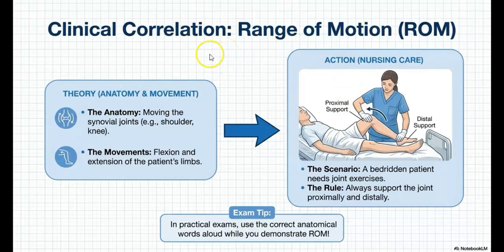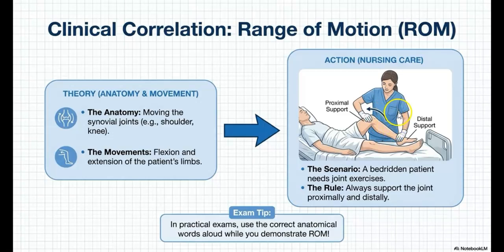Clinical correlation means connecting the anatomy with the patient care. Okay. So look at the picture on the right side. The nurse is helping a patient move the leg here. So this procedure is called range of motion, or simply ROM exercise.